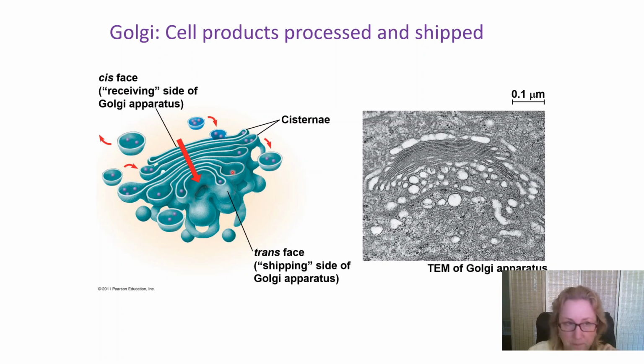So the Golgi apparatus, if the endoplasmic reticulum is the factory, the Golgi is the FedEx of the cell. So vesicles, this is a nice TEM of a Golgi. And the Golgi isn't named for how it looks, it's named for the scientists who first described it and figured out what it was doing.